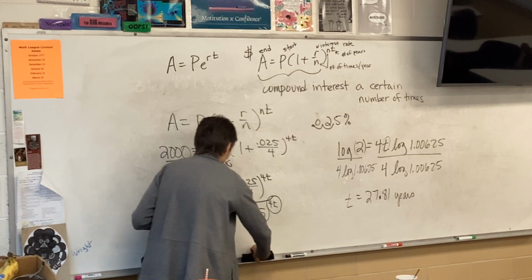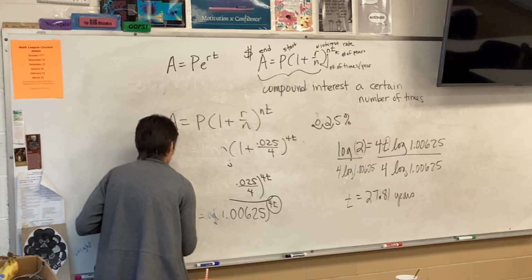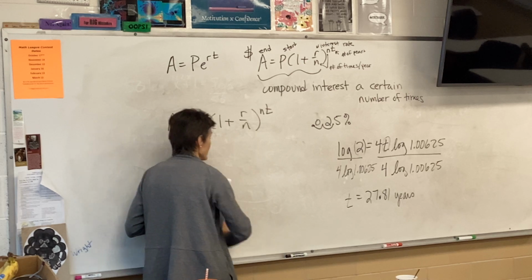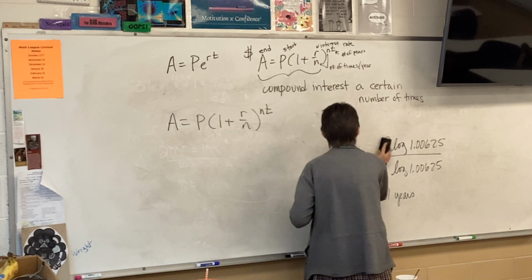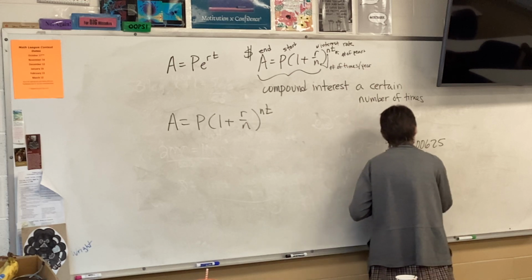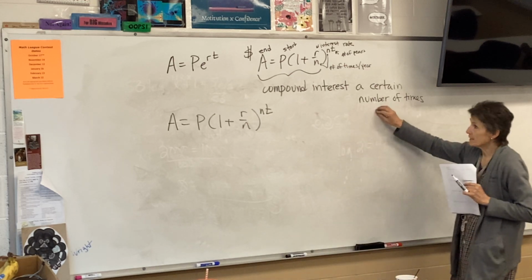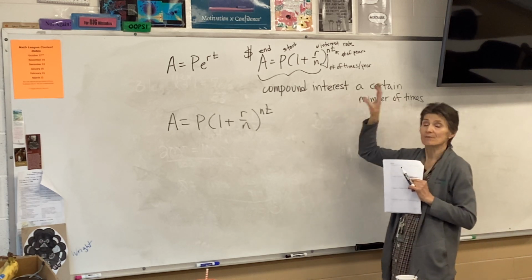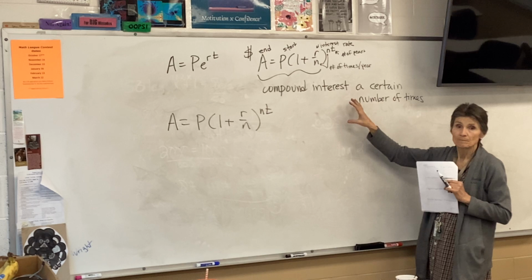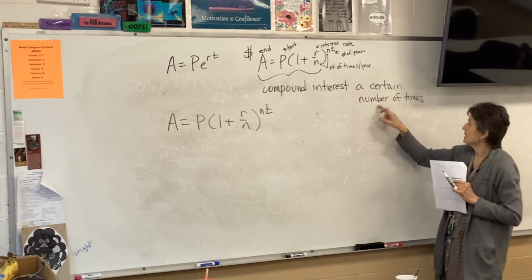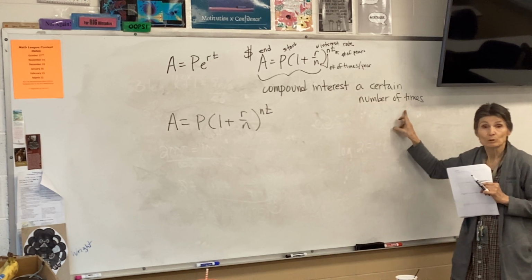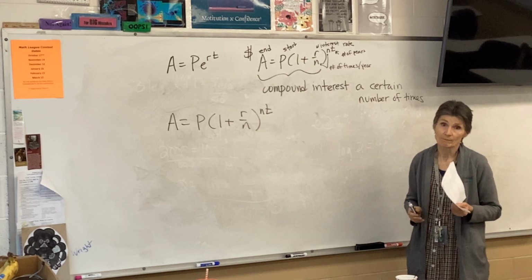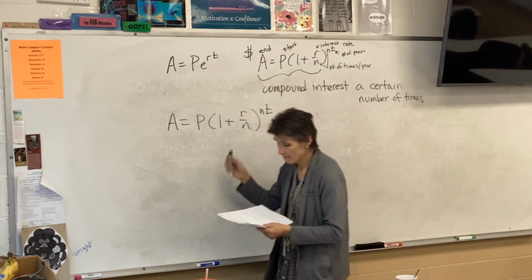Number 2, read the problem. You will notice when you read the problem that it says compounded monthly. We are going to use the same formula because this is the only formula we use if we are compounding a certain number of times. And if we're doing it monthly, we're doing it a certain number of times, 12 a year. So I'm using the same formula.